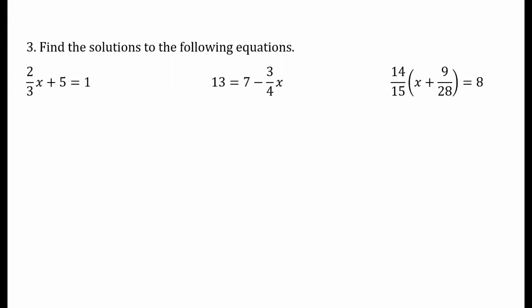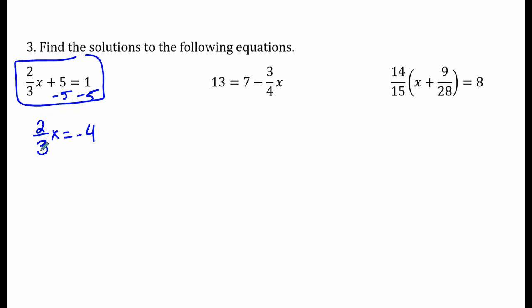So let's look at this first one here. I have 2/3 x plus 5 equals 1. So I'm going to solve it two different ways. Let's get x alone. How do I get x alone? Well, that plus 5 has got to go. So let's subtract that 5 over. So I have 2/3 x equals -4.